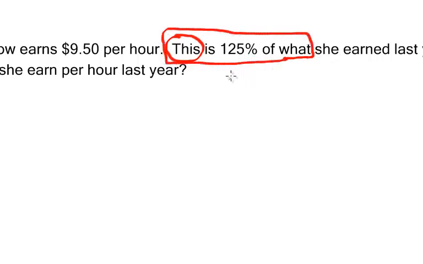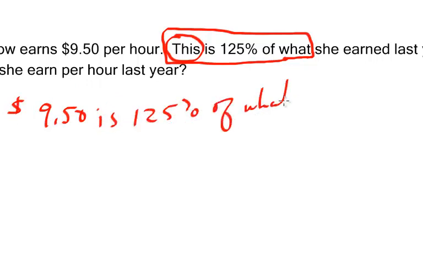So right there is your sentence. That's the 5.3 type sentence. Now you have to figure out what the variable is. It says this is. Now, what's this? Well, that's 9.50. So 9.50 is 125% of what? Okay, this is your sentence that you're doing, and that is my percent sign.